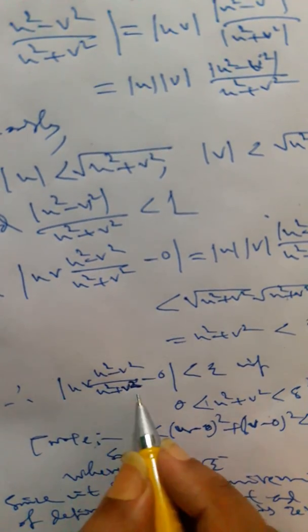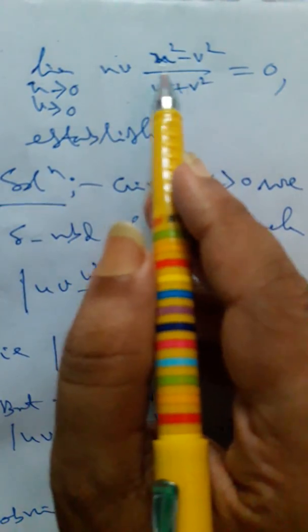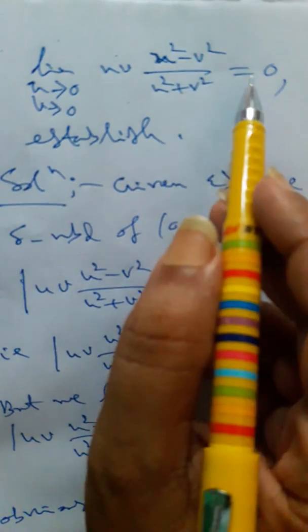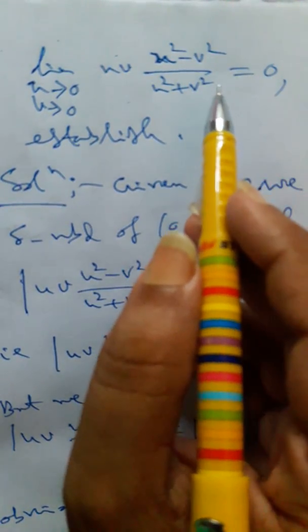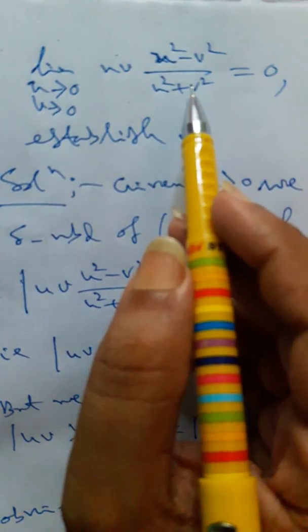So we finally say that the limit as u tends to 0, v tends to 0, of uv (u square minus v square) by (u square plus v square) equals 0. So with the help of the epsilon definition, we establish this result.